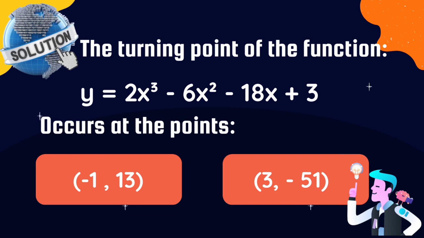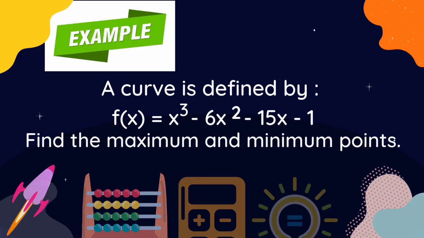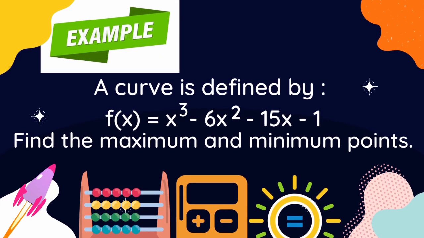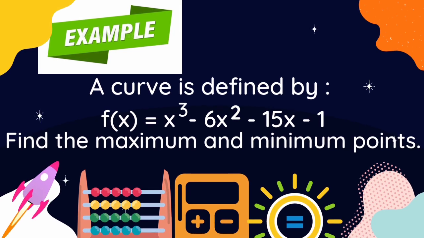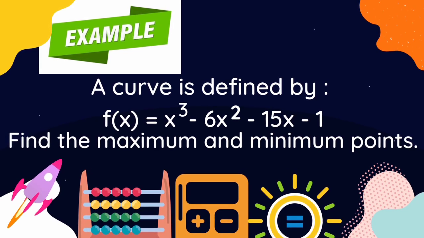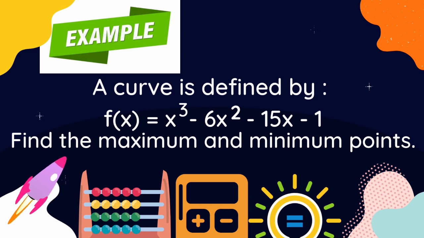Hence, the turning points of the function 2x raised to the power 3 minus 6x squared minus 18x plus 3 will occur at minus 1, 13 and 3, minus 51, which is the value of x and y coordinates at those points. I will teach you another example.